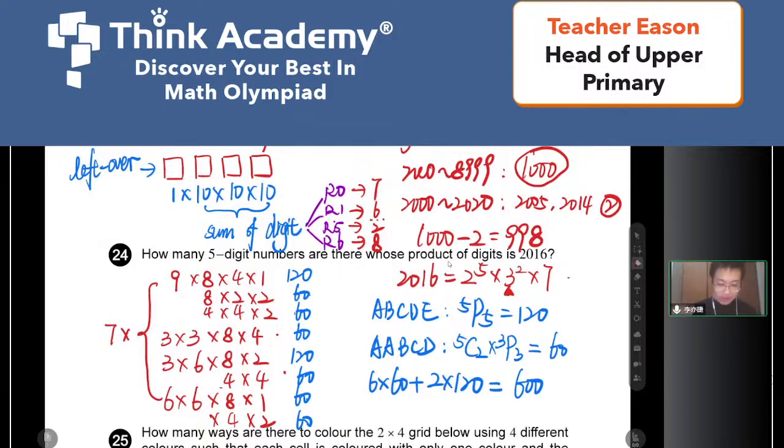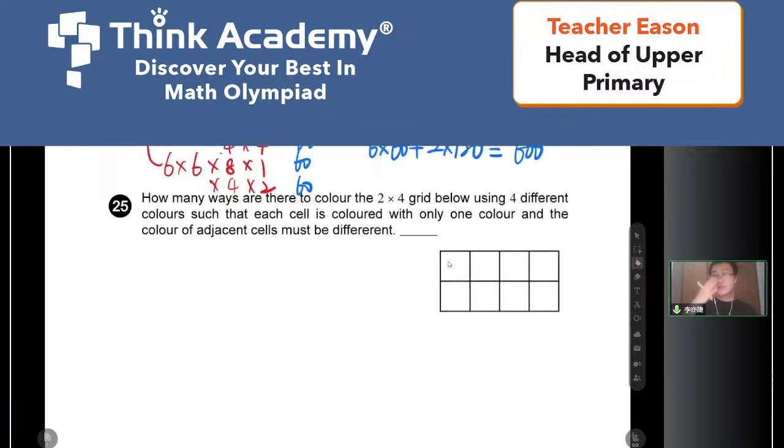Okay, now this is question 24. And question 25 is last year's MOPS question, and many people have asked me about this question. So to solve this question, it's about coloring a rectangle. There is one important skill to solve this question: we need to change the counting unit.